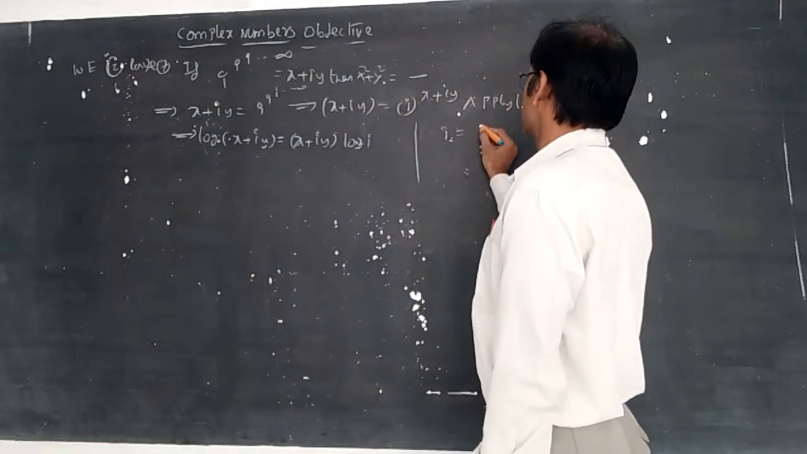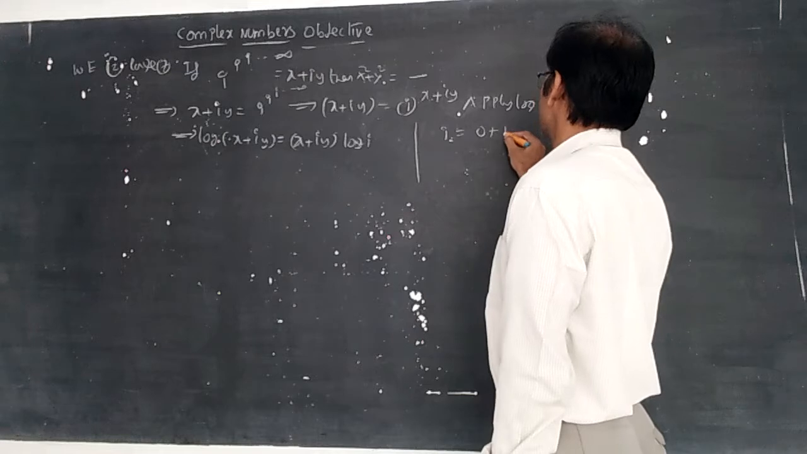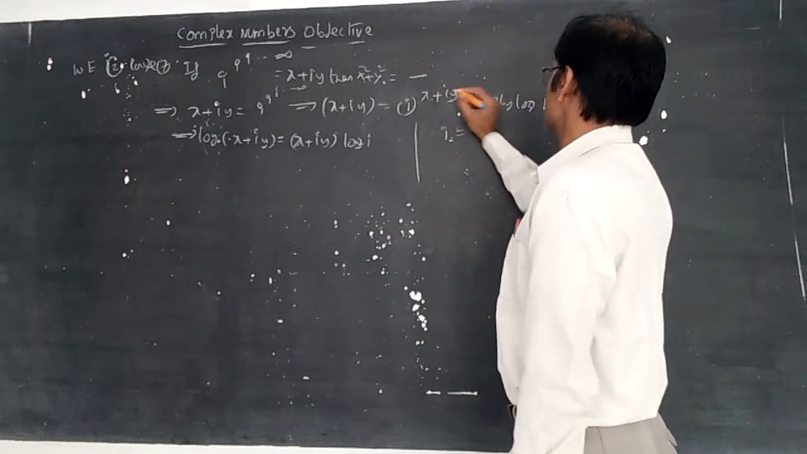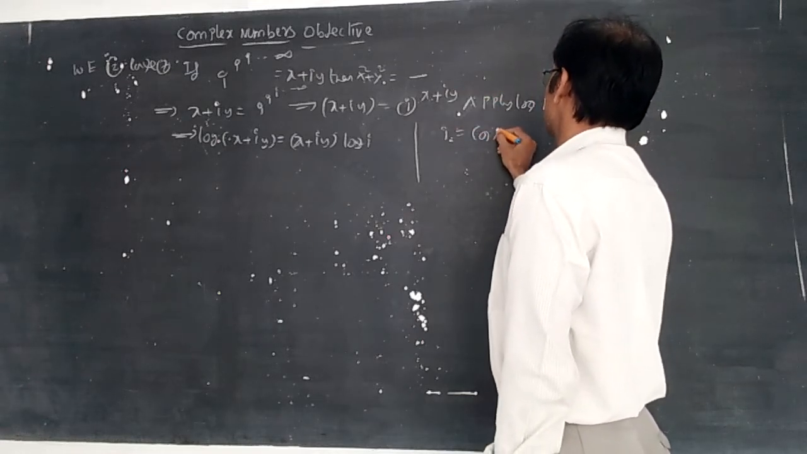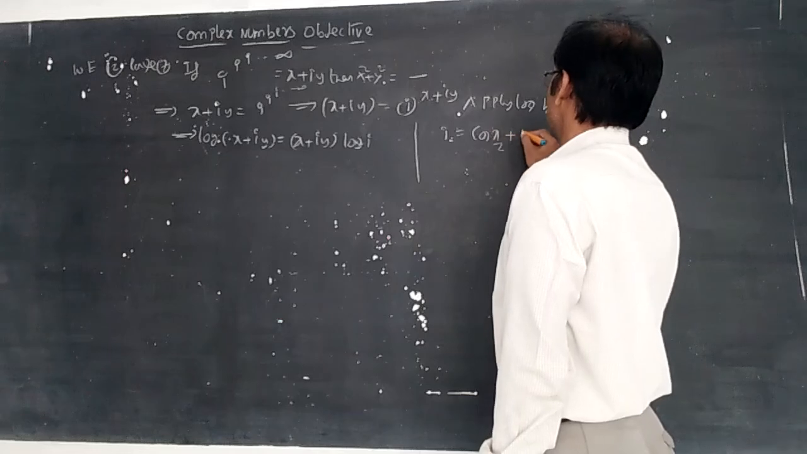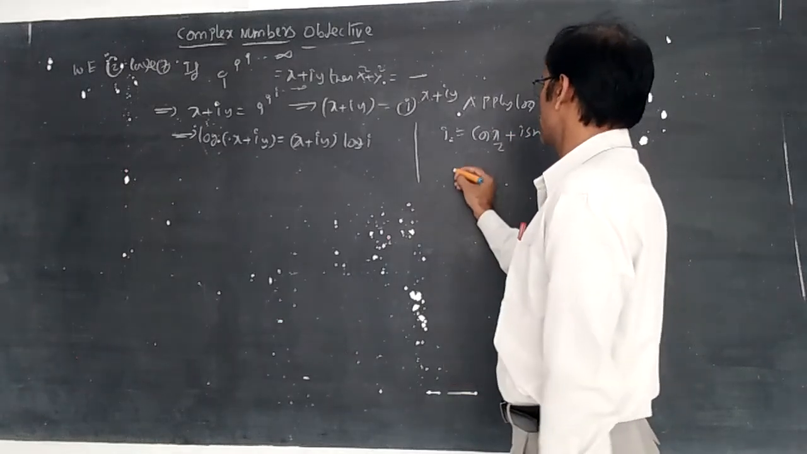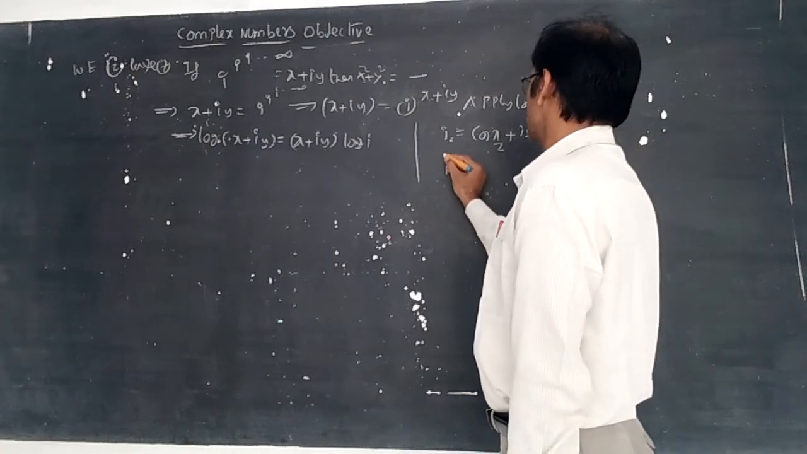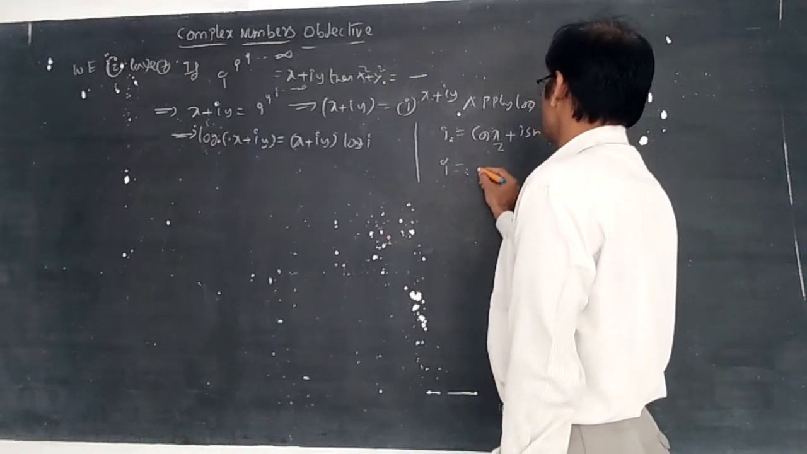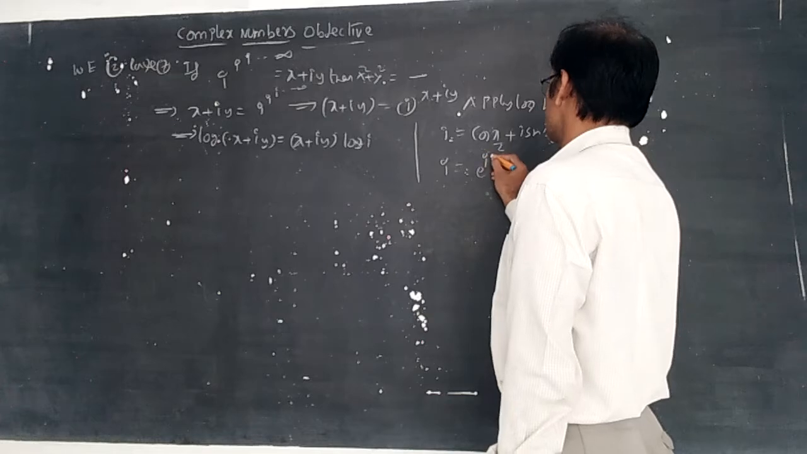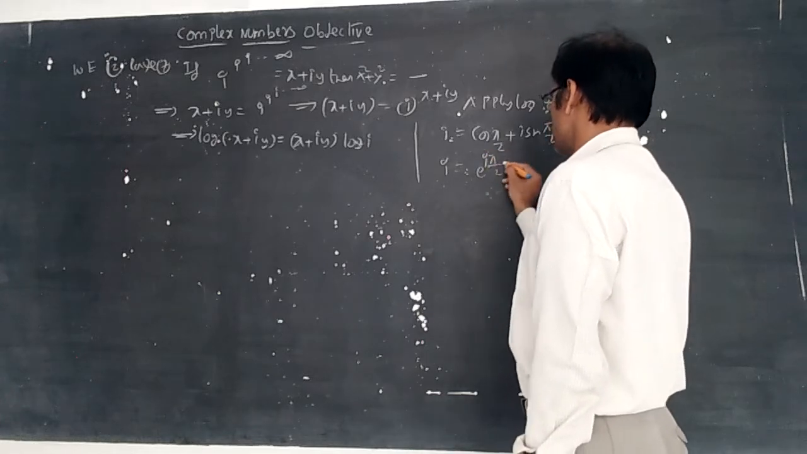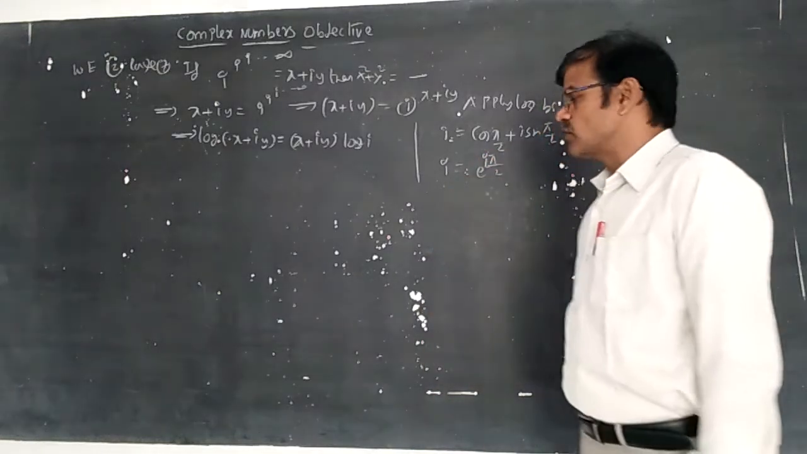i is equal to 0 plus 1 into i. So cos pi by 2 plus i sin pi by 2, according to Euler's formula. So i is equal to cos theta plus i sin theta, which is e to the power i pi by 2. Okay, understand? Until here we learned.